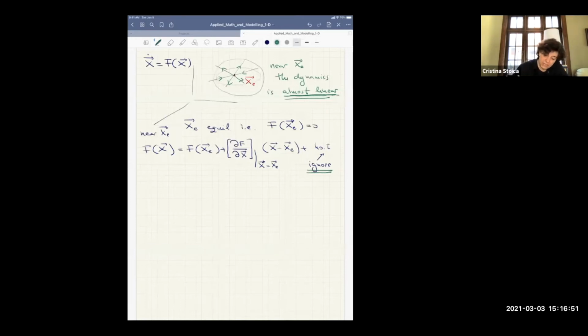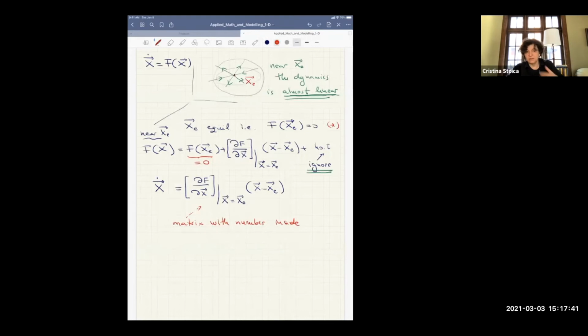So basically near XE, my system becomes something like x dot equals, well, f at XE is zero, right? So this guy is going away. So this is a zero. Why? Because that's an equilibrium. So it just stays something like df/dx at x equals XC times x minus XC. Okay, and remember this fellow here, we're going to do an example. This is a matrix with numbers inside. Okay, it's not like it has x and y, it's numbers. It's like 2, 5, 7.